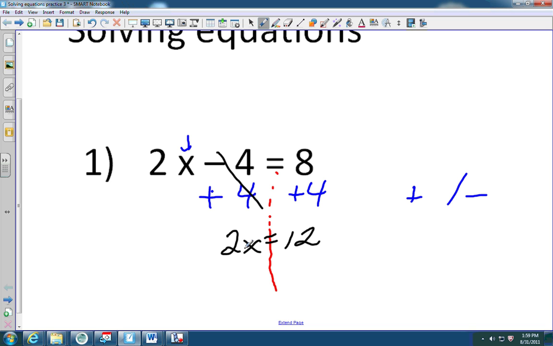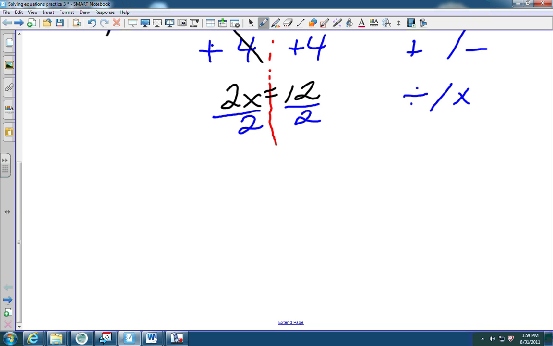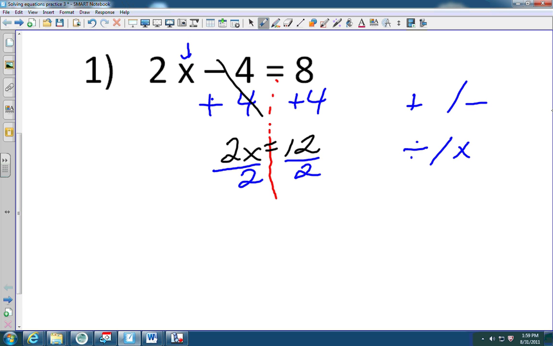Now, this says 2 times x. The next thing we're going to do is either divide or multiply. Right here, 2 times x. The opposite of times is divide. So I'm going to divide each side by 2. Let me give myself a little bit more room. Kind of went a little bit too far here. Now, 2 divided by 2 is 1. And I get x equals 12 divided by 2 is 6. I will box my answer.